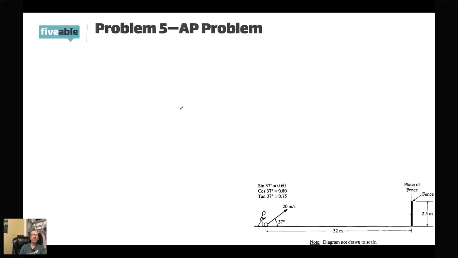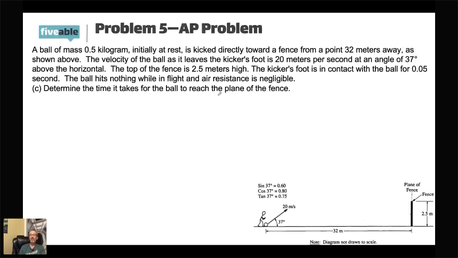Next part of the problem, it says determine the time it takes for the ball to reach the plane of the fence. So we want to know if it travels 32 meters and it's launched at 20 meters per second, how long does it take to actually get to the fence? The best thing about this problem is we just talked about the velocity in the x direction.